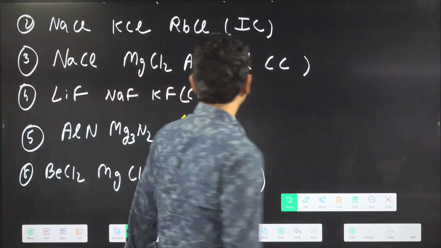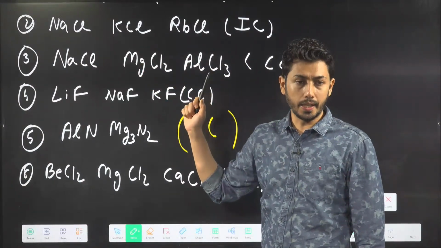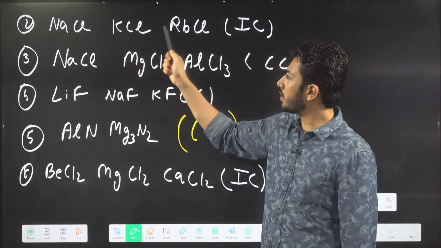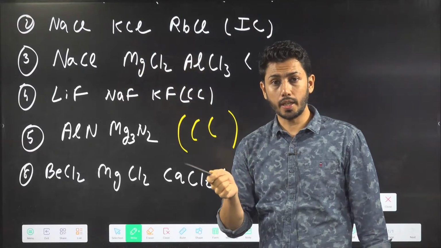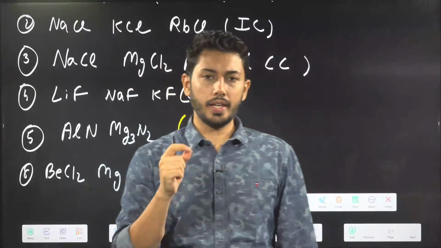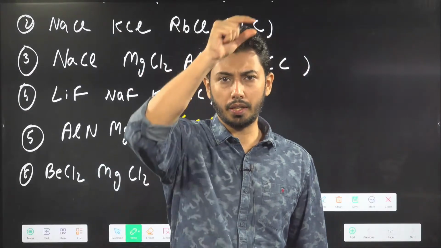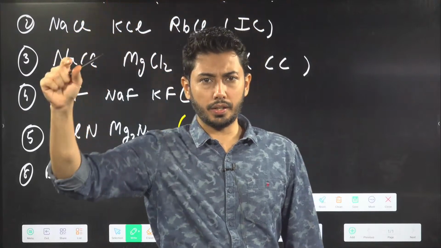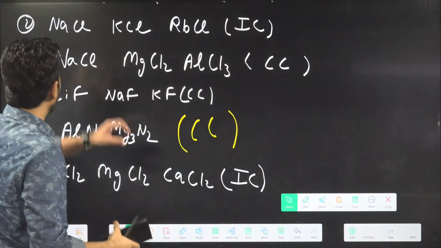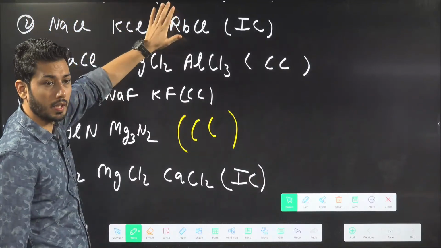In second one, what is common? Anion common now. What is different? Cation. Na plus, K plus, Rb plus. Charge of the cation also same, but what is different? Size of the cation. As size of the cation decreases, polarization increases, covalent character increases. So among these, Na plus smallest cation, Rb plus largest cation.